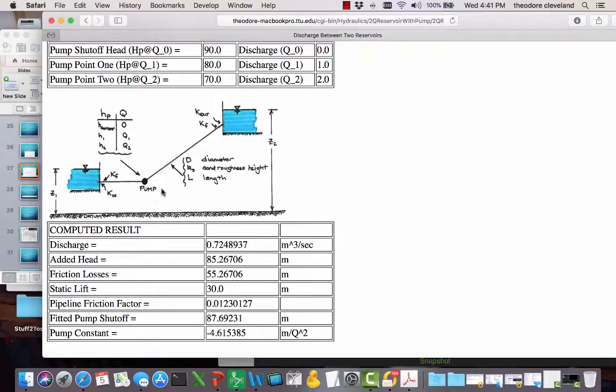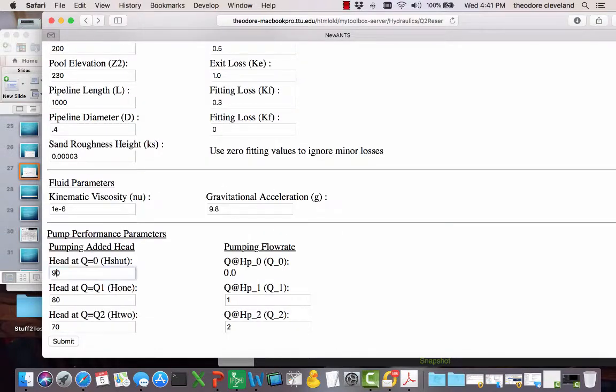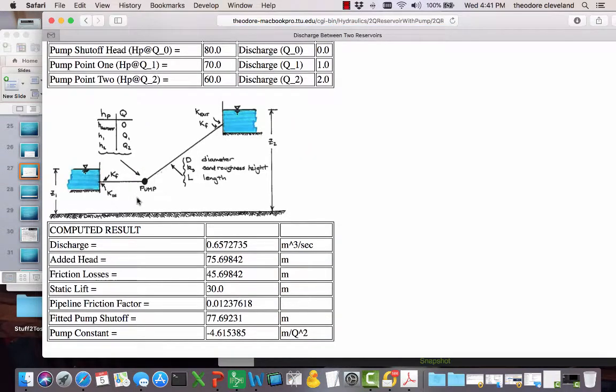And what I'm now going to do is systematically reduce the pump performance. So we'll make that an 80, 70, 60. And now for 0.65, I got 75 meters of added head. But if I look at my friction factor, I'm quite a bit lower than we did in the original problem.